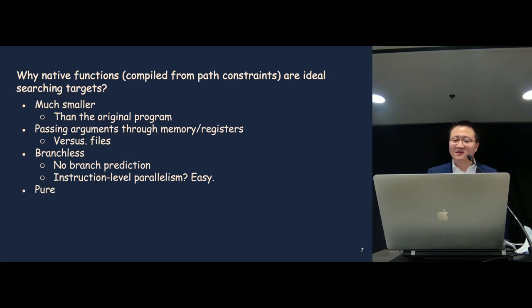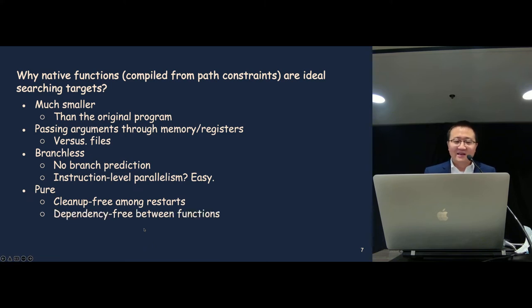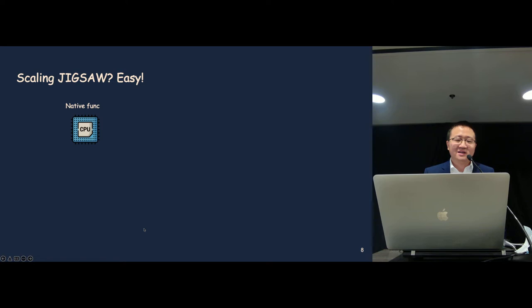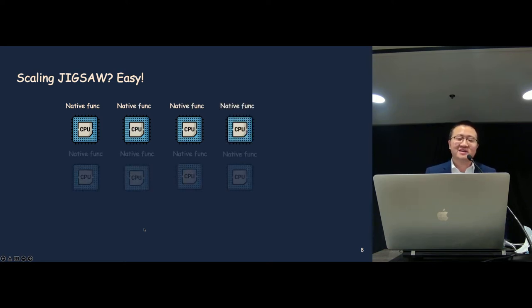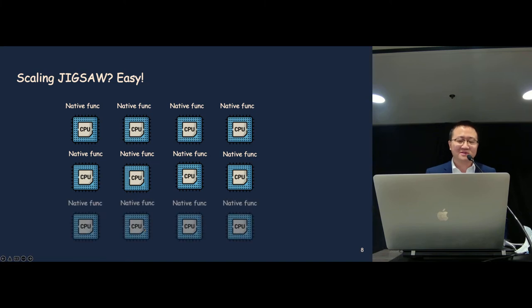And last but not least, our native functions are pure, meaning that they do not touch any external state. Because the functions are pure, we do not need to do cleanup among restarts, and we do not need to worry about data dependencies between functions. And also because there are no data dependencies, we can scale Jigsaw to multicores pretty straightforwardly, and we can achieve linear scalability.